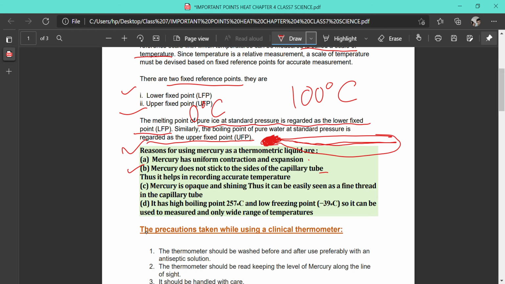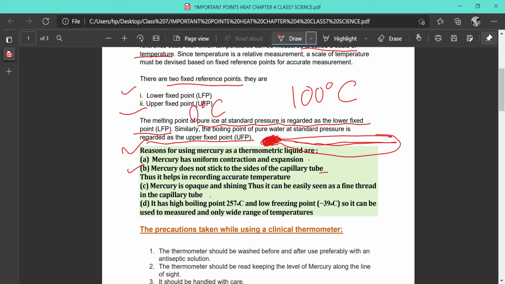Mercury is opaque and shining. It is very opaque, that is, light cannot pass, and it is shiny and grayish, and thus it can be easily seen as a fine thread in the capillary tube. So it helps us to see the reading properly. If mercury were transparent, what would happen? We could not detect the level to which the mercury has risen, and we could not even detect the temperature. So as a result of this property of being shiny, grey and opaque, mercury is used.